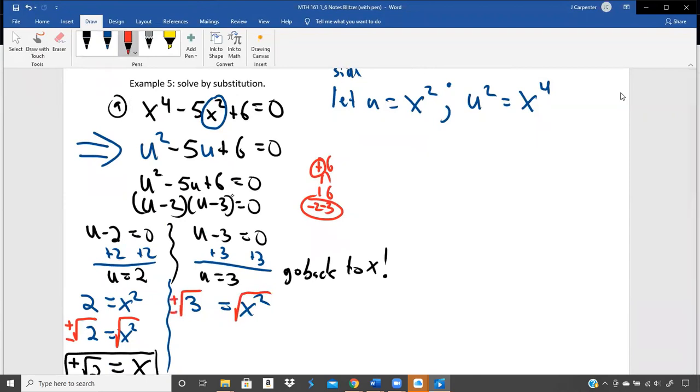When you have x squared equal to a number, or anything squared equal to a number, it's plus or minus square root. It's plus or minus square root. I know I'm a broken record, but I have to be.